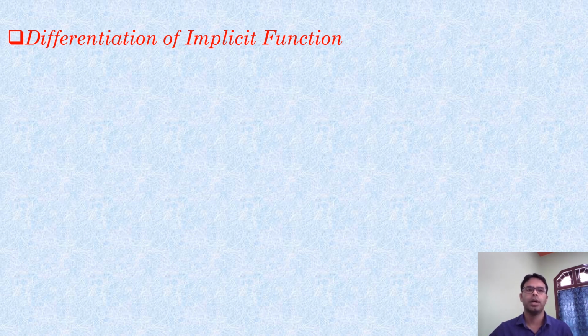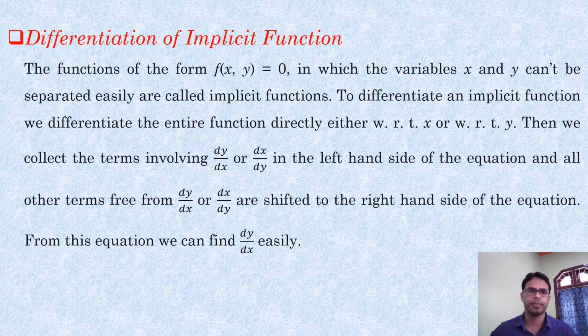So first of all we write the definition and procedure of differentiation of implicit functions. Let me write that. Here you see the functions of the form f(x, y) equal to 0. Here x and y both are inside some function f equal to 0. In these types of functions we say the function is in implicit form.